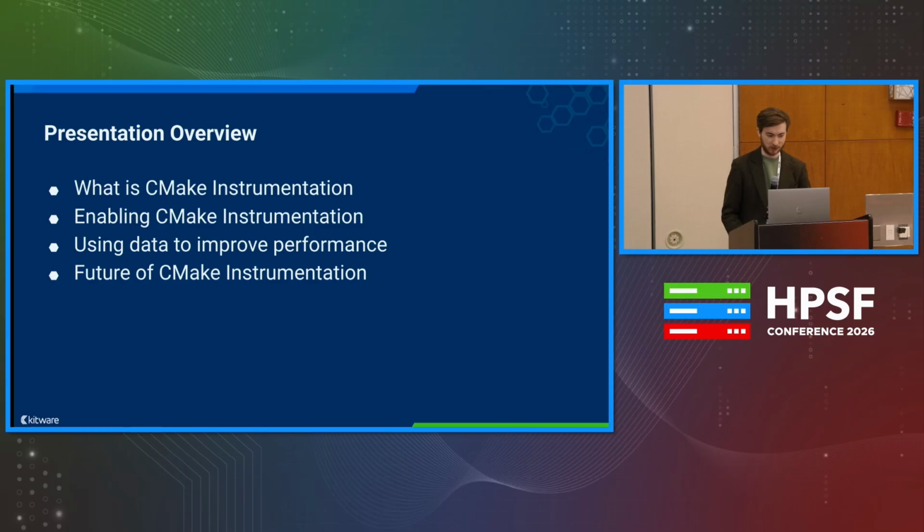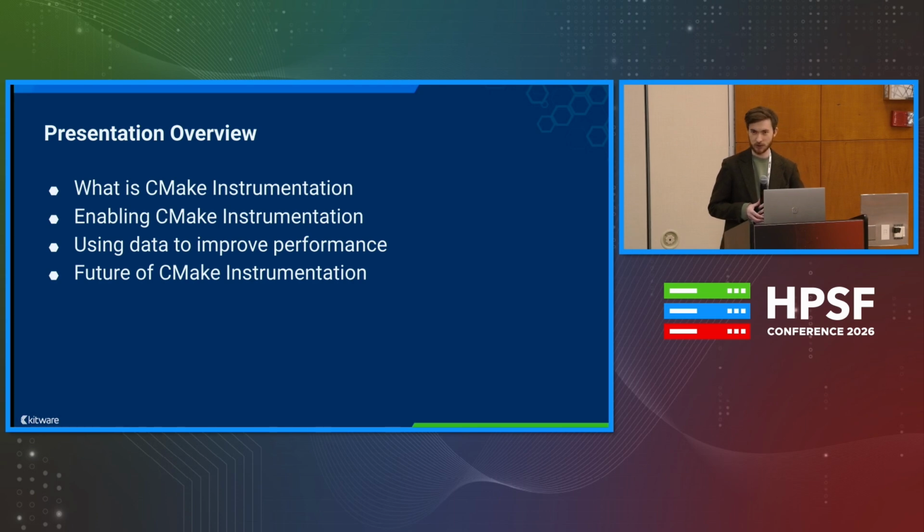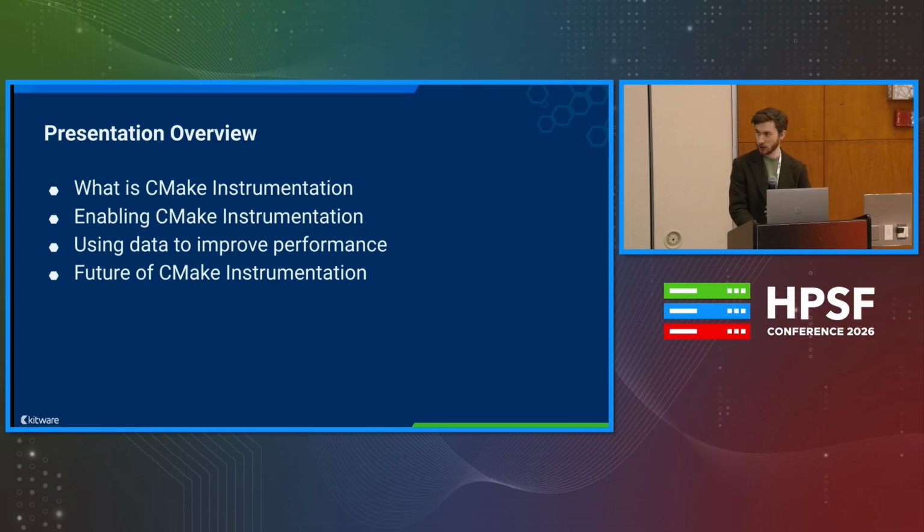Just a quick overview. I'm just going to be talking about what is this new CMake Instrumentation feature, how to enable it, how to use that data to hopefully make improvements to your projects, and then some of the future things that are currently in development.